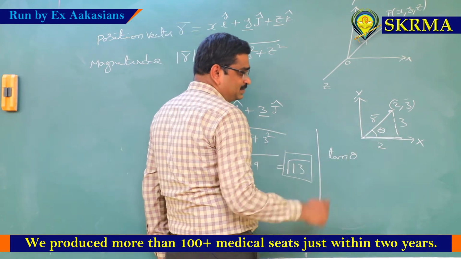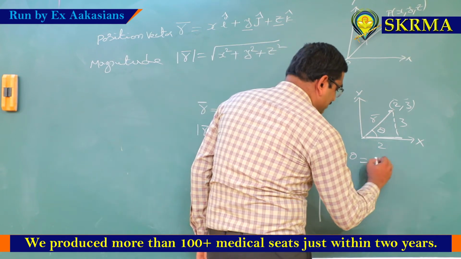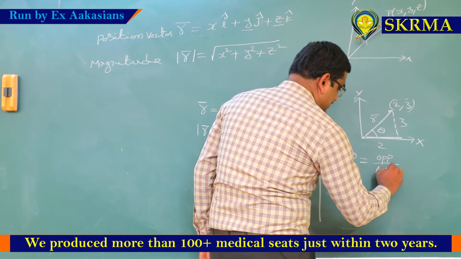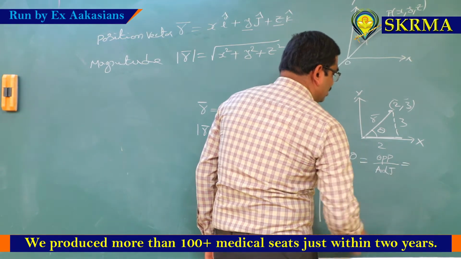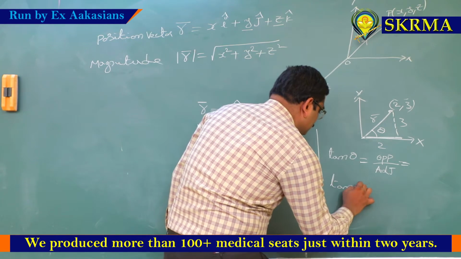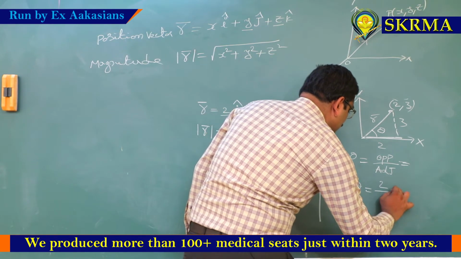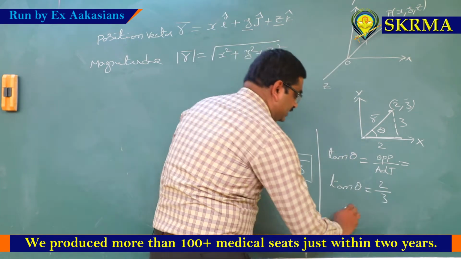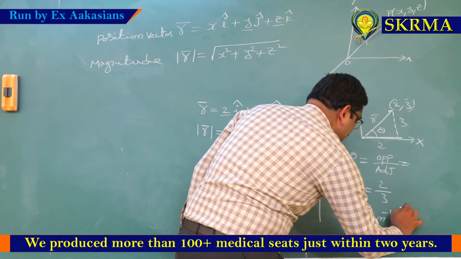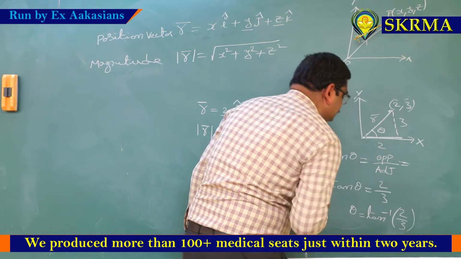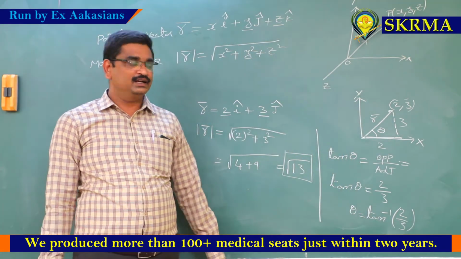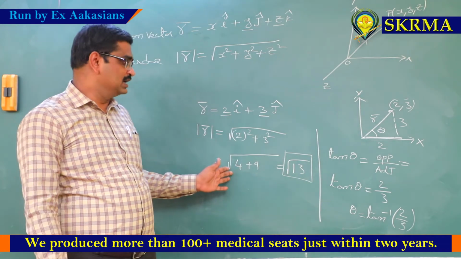Now from this diagram, the formula for tan theta is opposite side by adjacent side. The opposite side value is 2 and the adjacent side is 3, so tan theta is 2 by 3. Now theta equals tan inverse 2 by 3. Like that we can write the angle also.